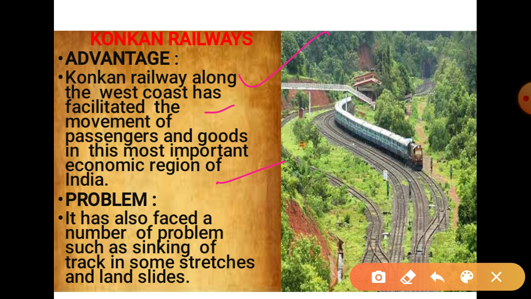But it has also faced a number of problems such as sinking of track in some stretches and landsliding due to the heavy rainfall over the Western Ghats.